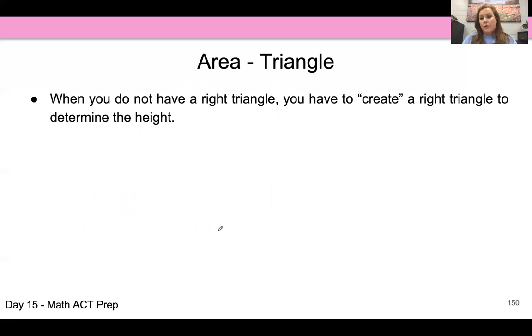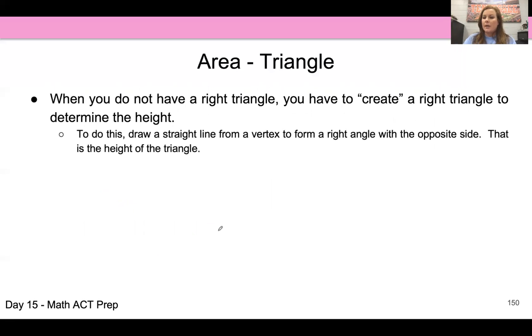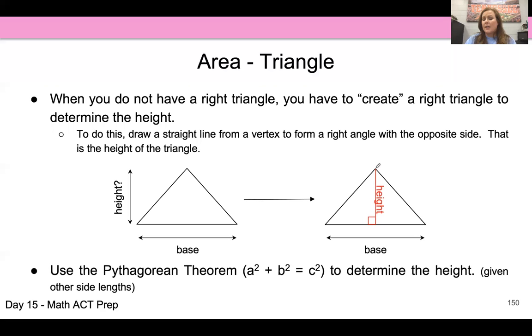When you don't have a right triangle, sometimes you have to create a right triangle to get the height. This is where we get the altitude, okay? So you've got to pick one of the vertices, and you're just going to drop down a line perpendicular to one of the sides, and that's going to be the height. Now, sometimes you might have an obtuse triangle, and you're going to have the altitude that falls outside. It works. So you can use the Pythagorean theorem to determine the height.